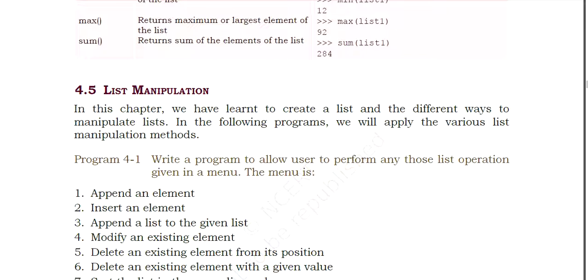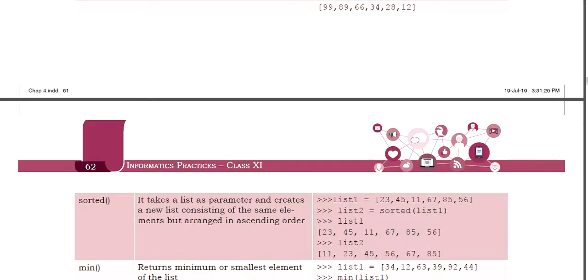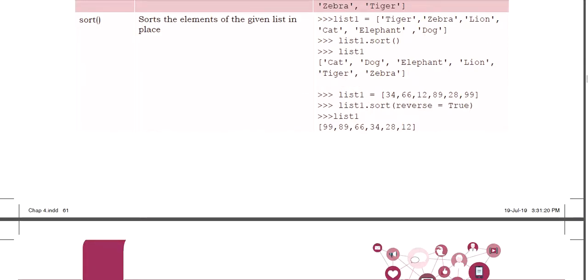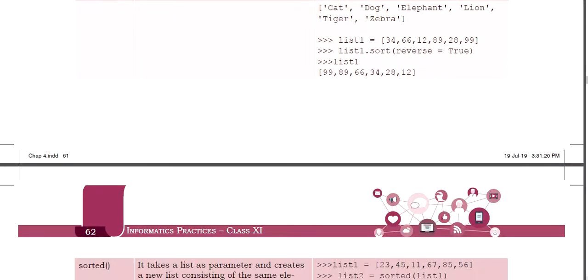Similarly, if we are having a numbers list, then it will also be sorted with this sort method. See this: 34, 66, 12, 89, 28, 99, and if I write sort and then reverse equals True, it sorts this list in decreasing order. So see, 99, 89, 66, 34, 28, 12. Increasing to decreasing order it is showing. Ascending or descending you can apply. So this is about the sort method.